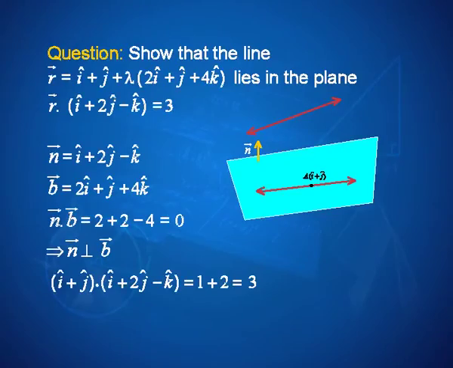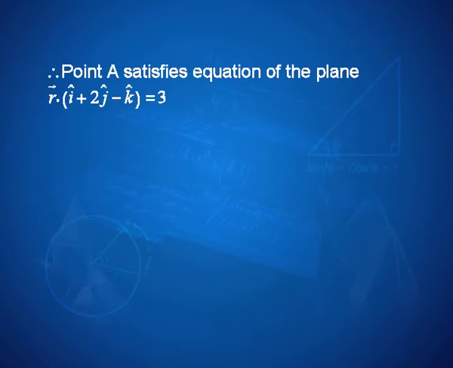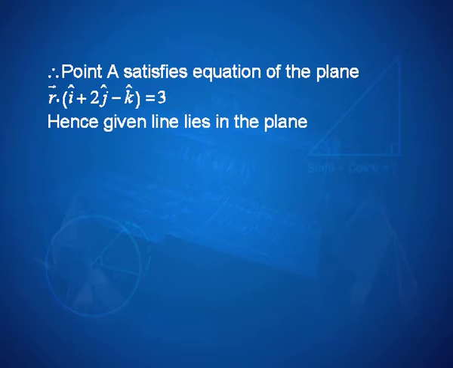So, further, if I take the point i cap plus j cap, which is lying on the line, and replace it in the equation of the plane, I get again the dot product turning out to be 3. That confirms that the point of the line is also a point of the plane, and therefore, the given line lies in the plane.